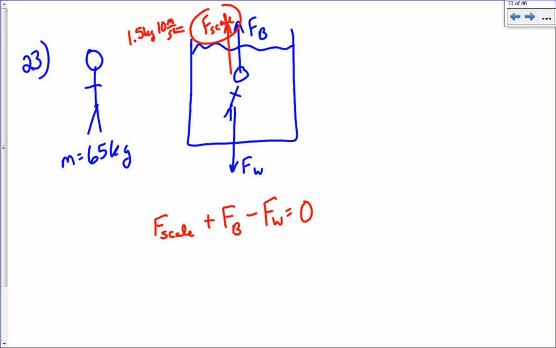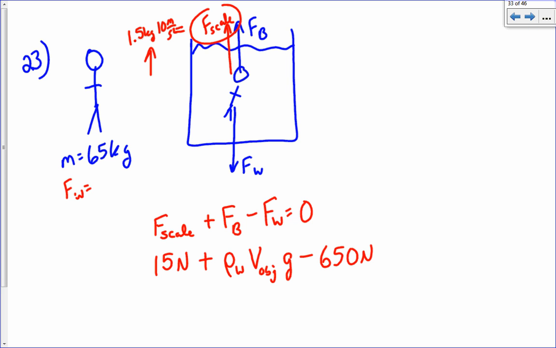Then I'm going to start putting in some numbers here. So I already know that this F scale, if his apparent mass is 1.5 kilograms, is 15 newtons. That's 1.5 times 10. The buoyant force is going to be the density of water times the volume that's displaced, that's the volume of the object, or the person in this case, times g, minus his actual weight. That's going to be 65 kilograms times 10, which is 650 newtons. So his actual weight is 650 newtons.